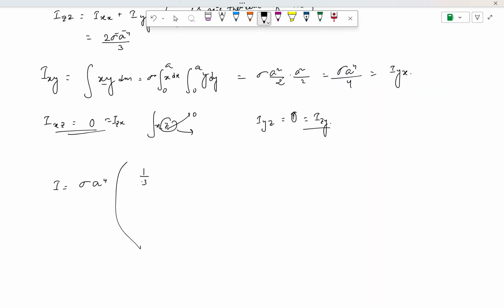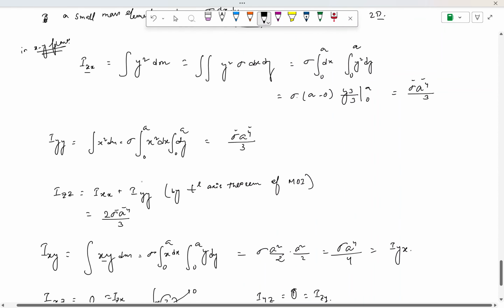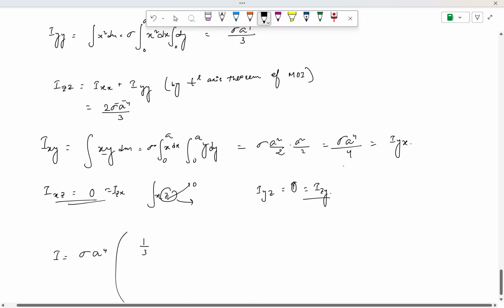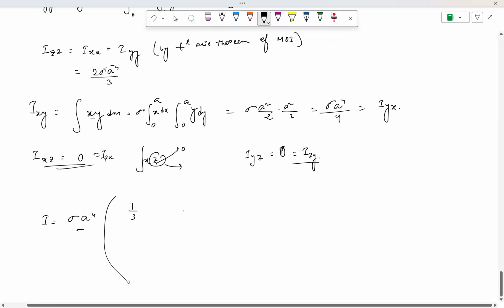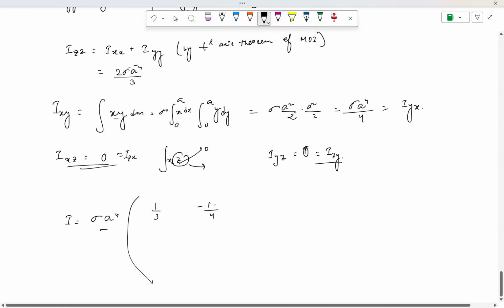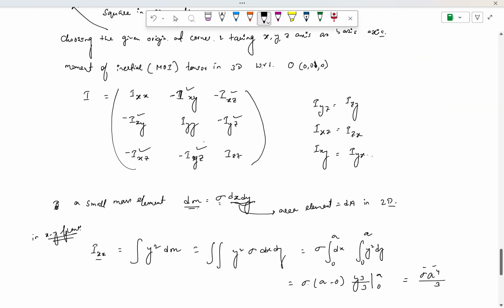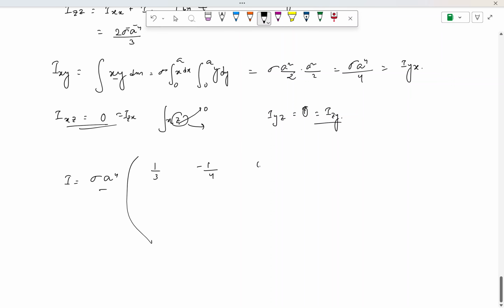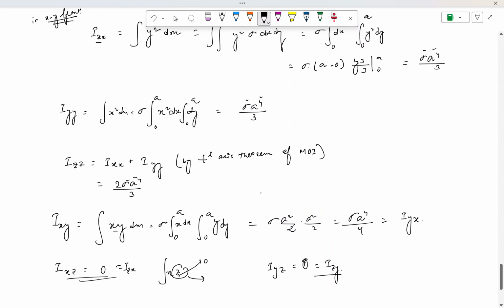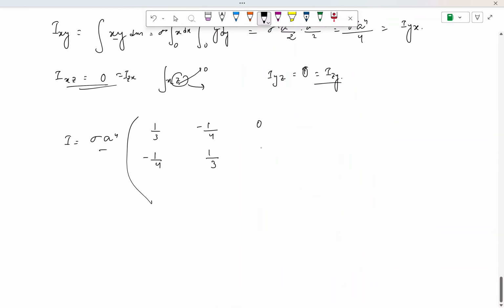Now Ixy has a minus sign with that, so Ixy is minus sigma a to the power 4 by 4. With sigma a to the power 4 outside and with a minus sign, we are only left with minus 1 by 4. Now this third part has Ixz, but you saw that Ixz is 0, so this is 0. Now the second row, if you remember, this will be Iyx, which is the same as Ixy, and it will have a minus sign, so minus 1/4. Now Iyy is the same as Ixx, so this is also 1/3, and Iyz is the third term, which will be 0, because again it has a z component.